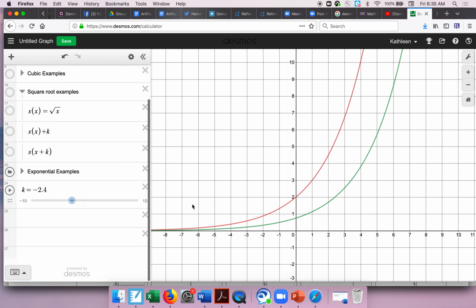But I'm hoping that sort of solidifies the idea of when k is on the inside, it'll affect it horizontally. When k is on the outside, it affects it vertically. Okay, if it says plus, it goes up, minus goes down. Here, if it says plus, it goes to the left, and minus, it goes to the right. So those are some of the things that you probably want to put on your graphic organizer if you haven't already.